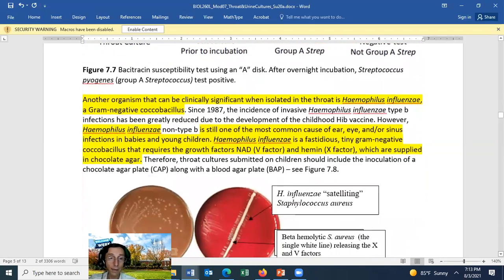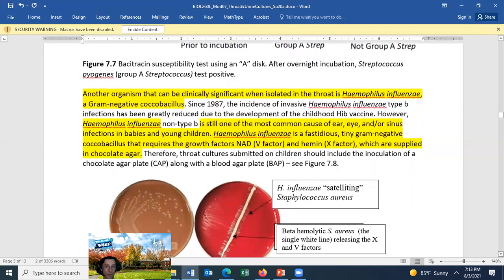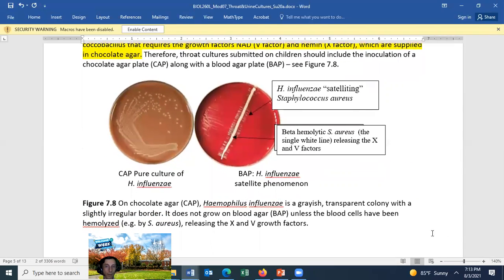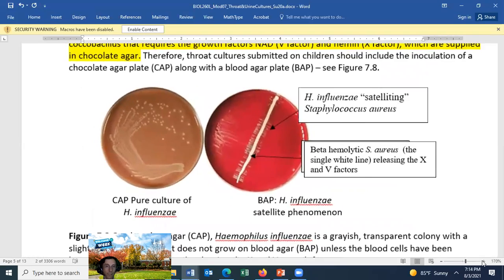All right, another organism that can be clinically significant is Haemophilus influenzae, a gram-negative coccobacillus. It's commonly seen in eye, ear, sinus, and throat infections in babies and young children. It's a fastidious organism, but it cannot grow on blood agar. But it can grow on chocolate agar. So here is Haemophilus influenzae growing on chocolate agar.